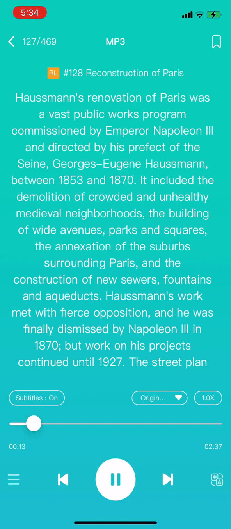It included the demolition of crowded and unhealthy medieval neighborhoods, the building of wide avenues, parks and squares, the annexation of the suburbs surrounding Paris, and the construction of new sewers, fountains and aqueducts. Haussmann's work met with fierce opposition, and he was finally dismissed by Napoleon III in 1870, but work on his projects continued until 1927.